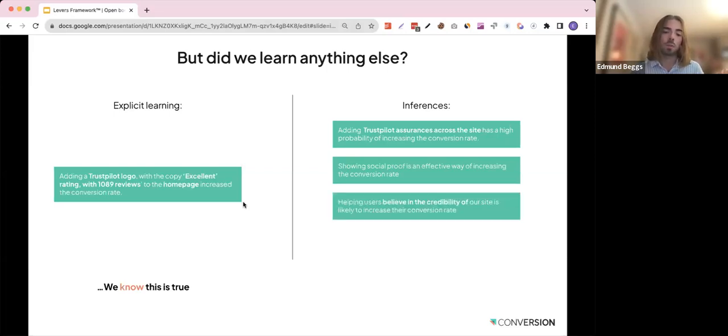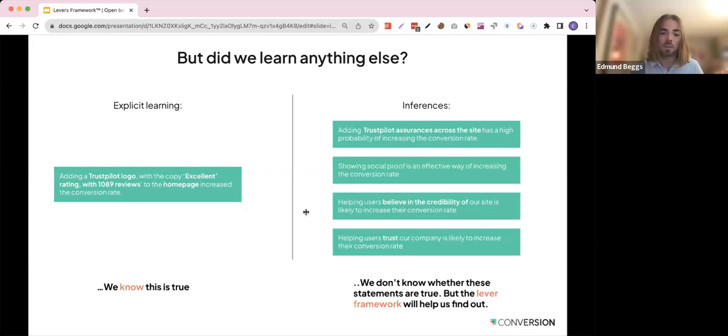Sitting just above social proof, we have the idea of credibility. So overall, how reliable and competent do you seem as a service? To what extent do users feel like they should believe the kinds of claims you're making about the virtues of your product on the site? And at the greatest scope, the broadest category we might use to interpret this experiment, we talk about trust more generally. Helping users to trust our company is likely to increase their conversion rate.